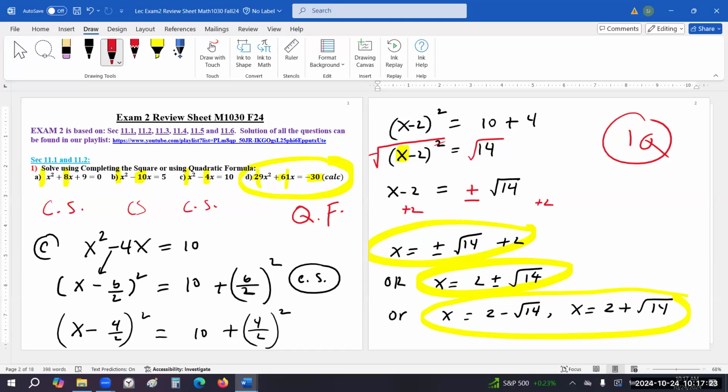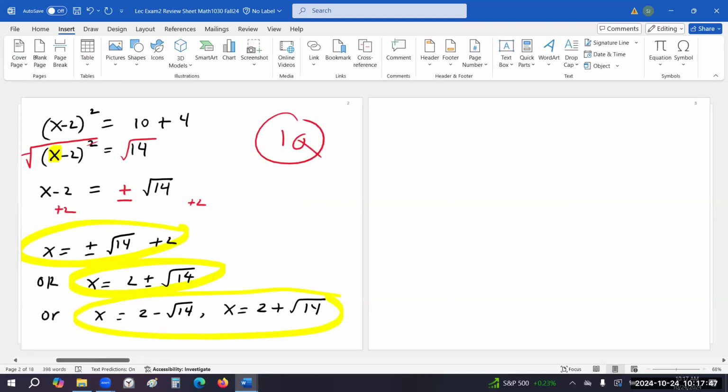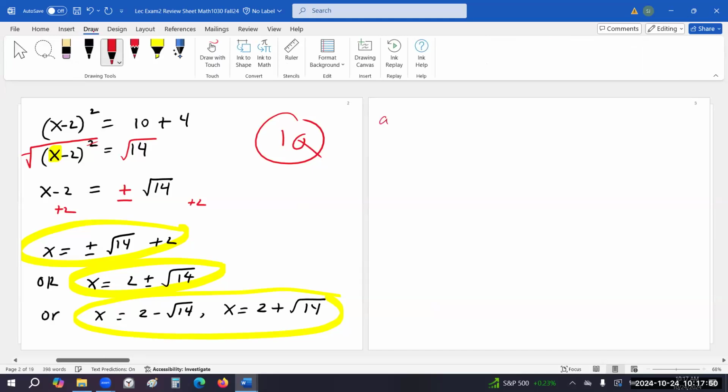Any question? x squared plus 8x plus 9 equals 0. What do you want to use? Quadratic formula or complete the square?